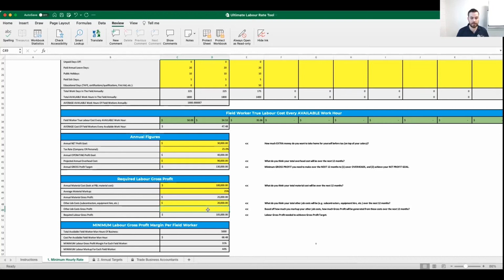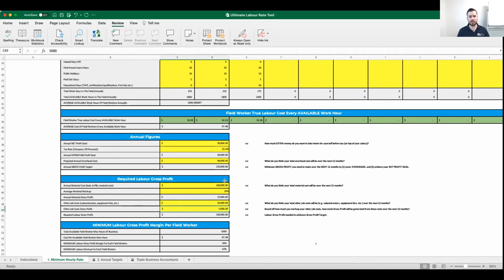Now, here we want to make a bit of an estimate on what we believe the gross profit will be made from those $20,000 in job costs. We're just going to say $5,000. So again, pretty much a 25% markup. So looking at this, we can see that we've got $25,000 created in gross profit from our materials and $5,000 in gross profit created from our other job costs. So that's a total of $30,000 in gross profit that's being created from things outside of labor.